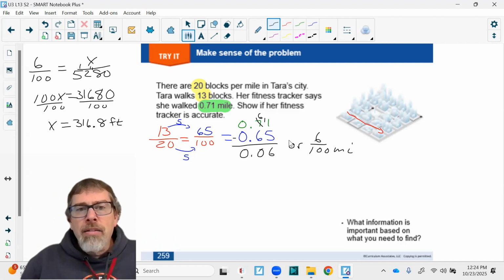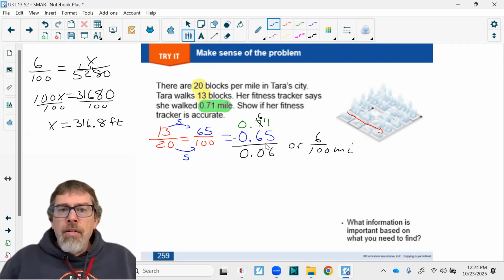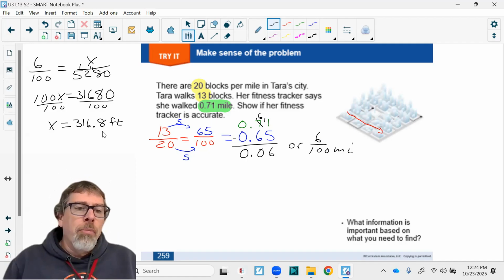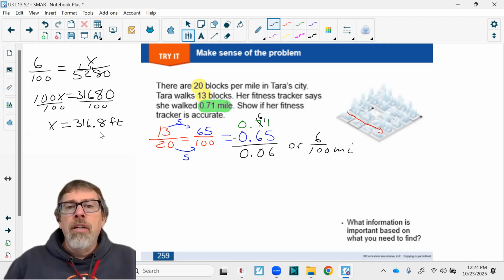If she walked about 2/3 of a mile, the tracker's off by 316 feet. That's really not that much. That's the length of a football field. I guess it's enough, but you decide whether it's accurate or not with those values.